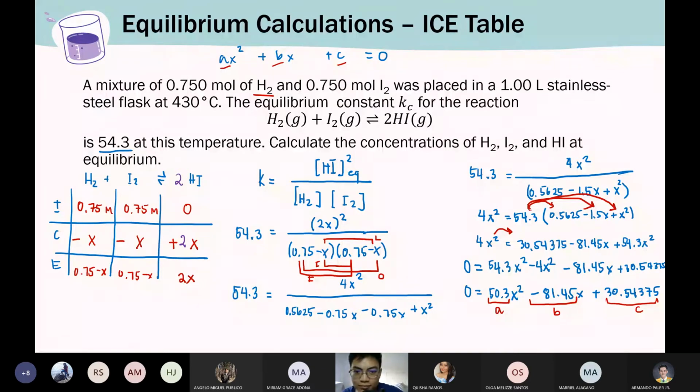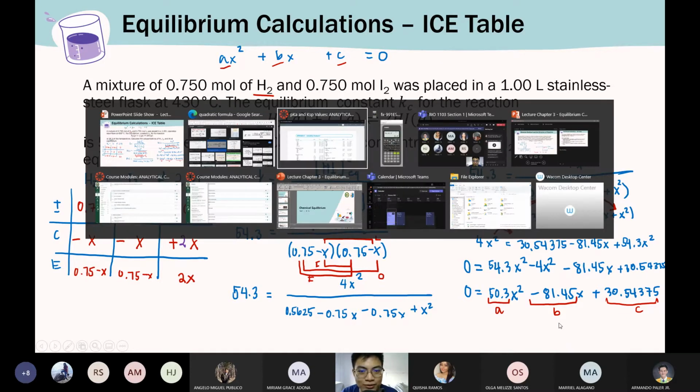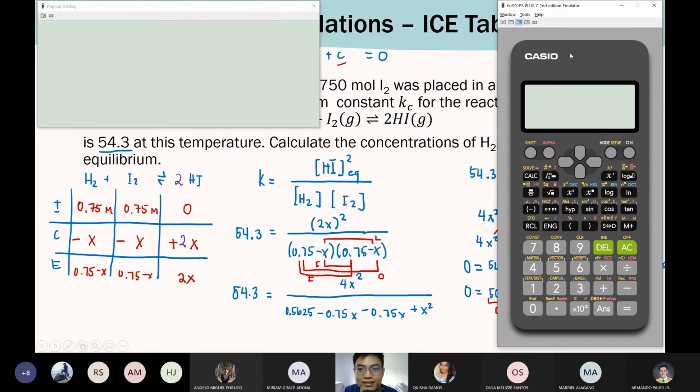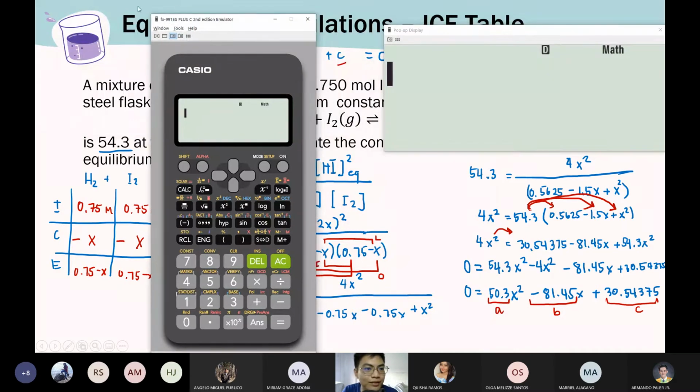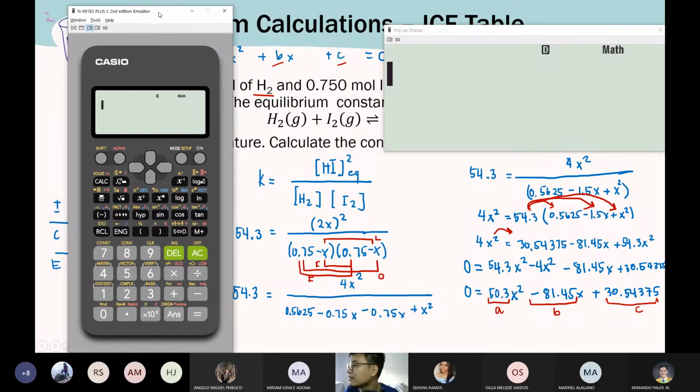Kasi, di ba, iisa lang naman yung calcu natin, right? So, ibig sabihin, pwede natin gawin yung shortcut. So, shortcut na lang ituturo ko. Hindi ko na ipapakita yung quadratic equation mismo because nakatamad. So, let me tell you how to do the shortcut. Okay, sabay-sabay. Buksan ang calcu, of course. Okay, so everyone open your calculator. Turuan ko kayo ng shortcut ha.